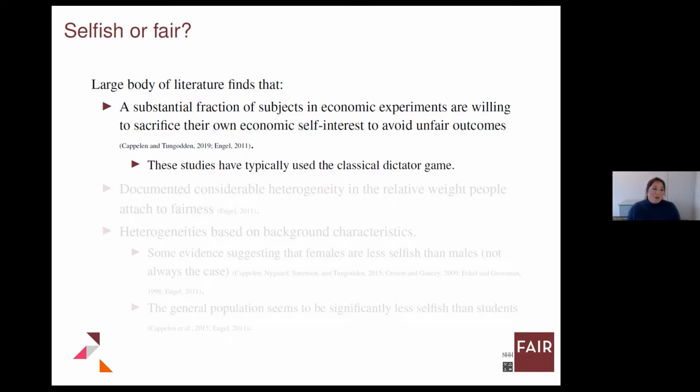And then the way to interpret it if they don't do that is that there is a trade-off between taking more for myself because of self-interest versus what you consider fair and putting some weight on that. And what we've seen in this literature is that there is a substantial fraction of subjects who put some weight on what they consider fair and not only focus on their self-interest.